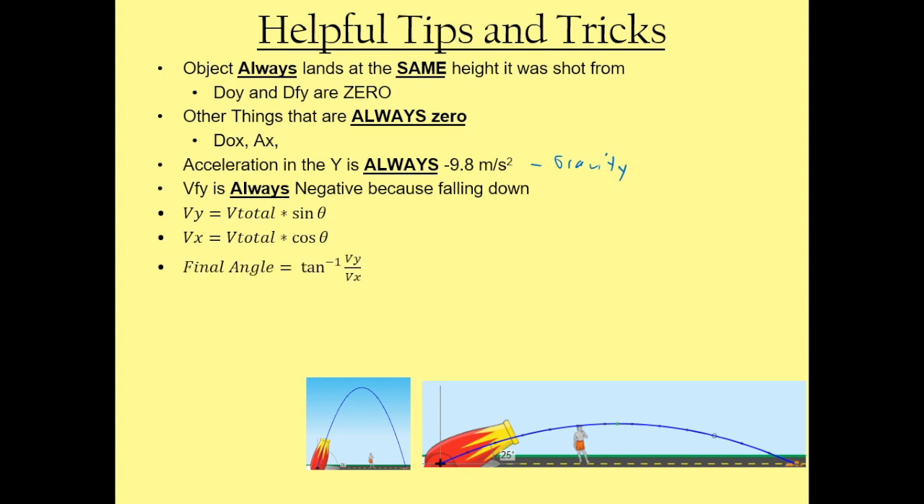If we're ever asked to solve for the final angle, that's going to be equal to inverse tangent of Vy over Vx. It's important that when you solve for Vy over Vx, if Vy is positive, you put positive, and if it's negative, you put negative. You can have negative angles here. A negative angle just means that you're going into the ground.